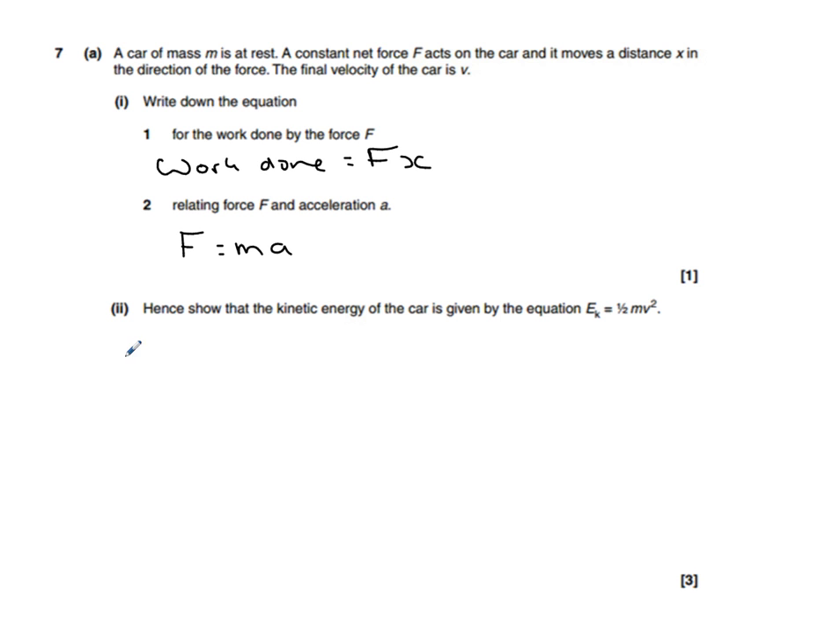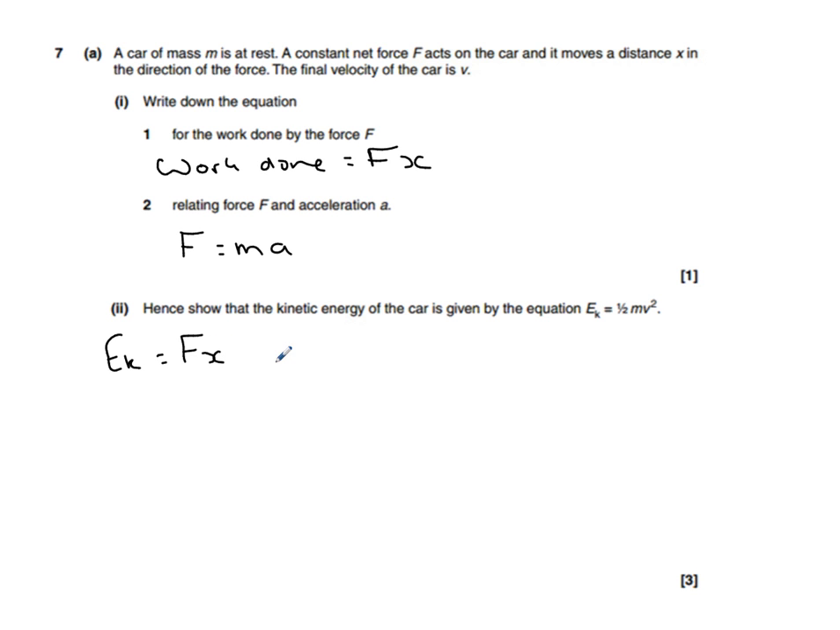Okay, well the first thing I'm going to say is that the kinetic energy is going to be equal to the work done by this force. Why can I say that? Well, because there's a certain force applied across a certain distance, so there's work done, that's a measure of energy, that's going to go into the kinetic energy of the car. So the total kinetic energy gained by the car is going to be equal to the total work done by this force over this distance.